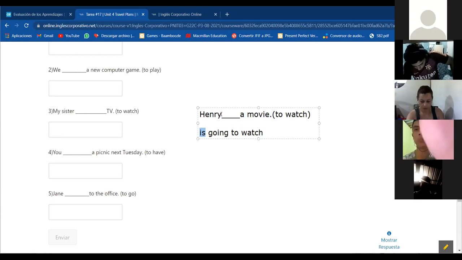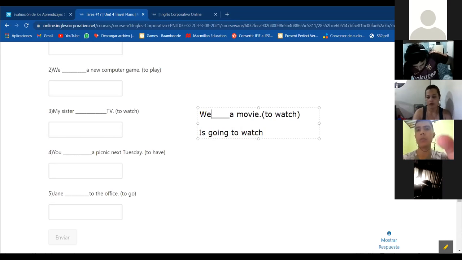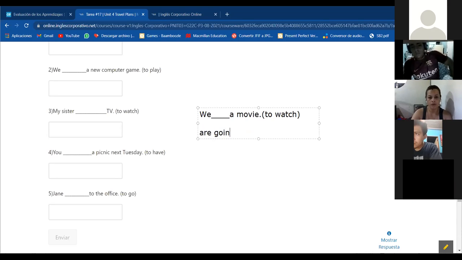el verbo que va pertinente con el subject, lo van a sacar más. Y si yo quiero decir, nosotros vamos a ver una película. We. ¿Cómo sería? We are ¿qué? Going to watch. Very good. Porque vamos a utilizar el to con el verbo.